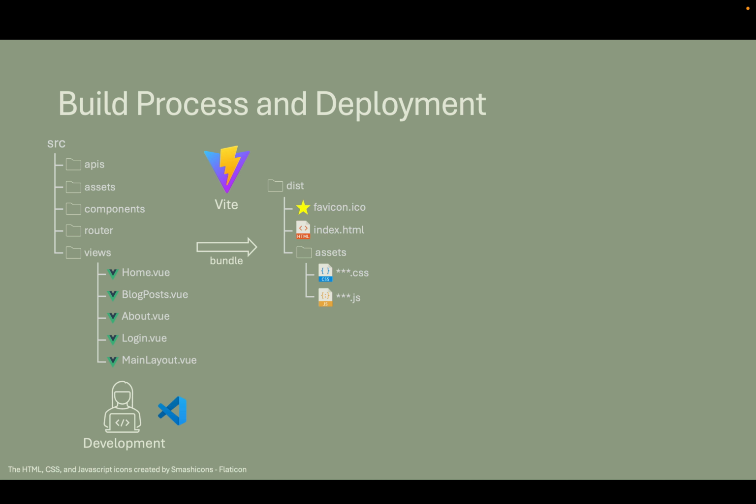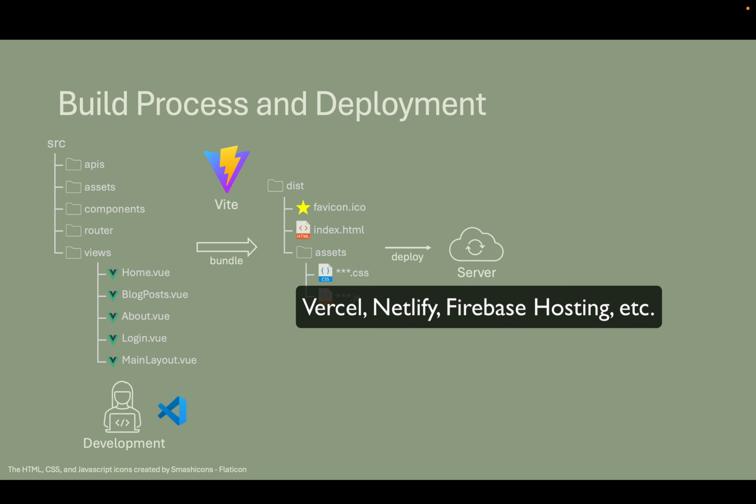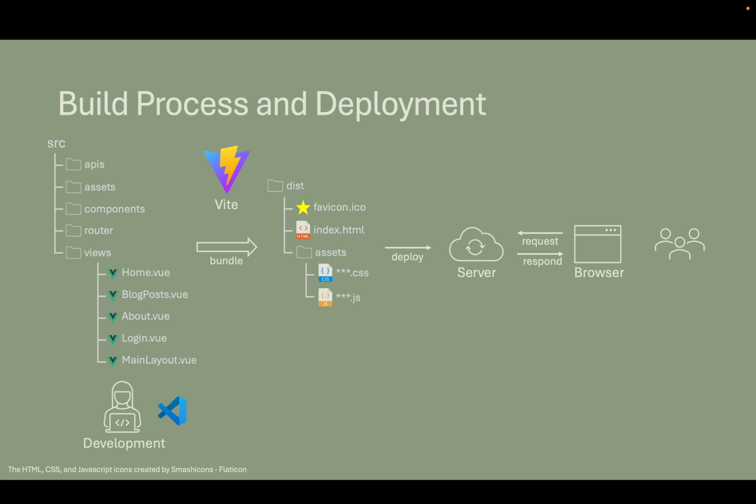Now that we have our built files, the next step is deployment. We upload the dist folder to a cloud hosting service like Vercel, Netlify, Firebase Hosting, or even a traditional on-premise server. Once deployed, users can access our app through a browser, and the server will serve the index.html file along with the necessary CSS and JavaScript assets.